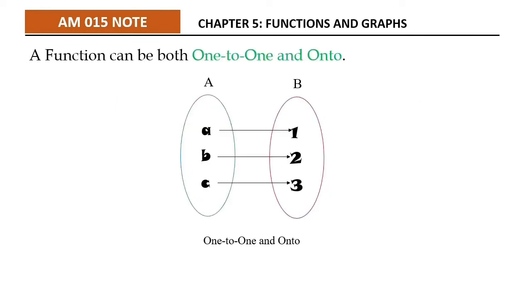A function can be both one-to-one and onto. So for every element in B, there is an element in A that is connected to B. A to 1, B to 2, C to 3. And it is onto when all elements in B are used.